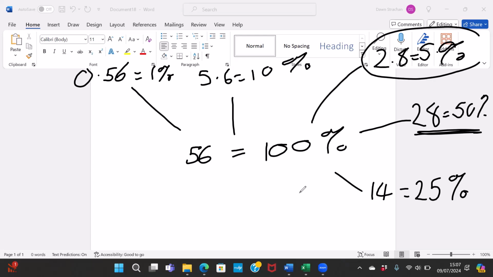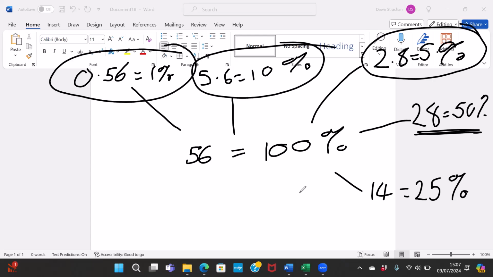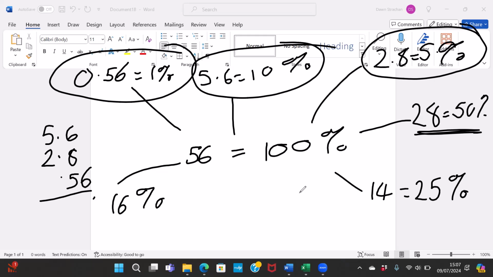So I can't remember what I said, 16%. So if we go with this, 5%, 10%, 1% and add those together, the percentages come to 16%. And the actual number is going to be 5.6, 2.8, and 0.56. So that's going to be 8.96. Okay, that was quite a tricky example, but I hope it all makes sense.